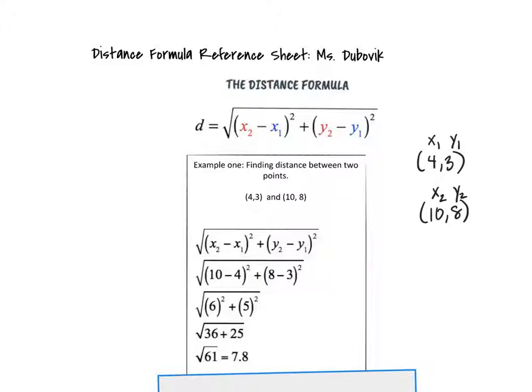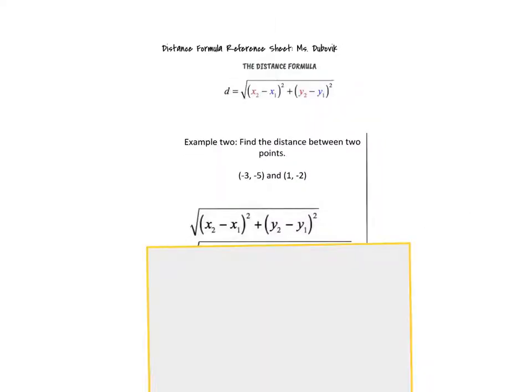So let's take a look at another example. In this particular example, again, you've got your two ordered pairs, your x1, y1, and then you've got 1 comma negative 2, and you've got x2 and y2.